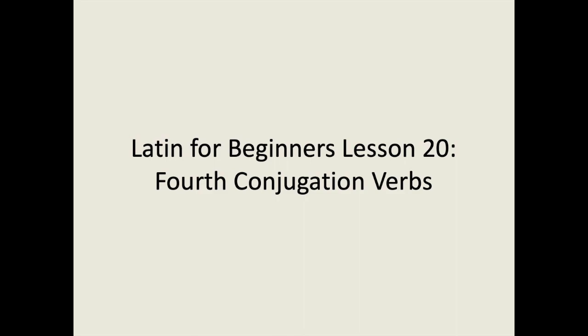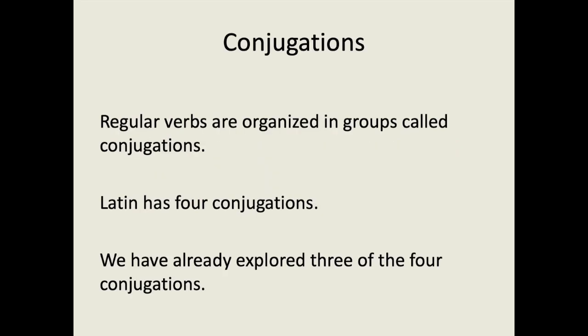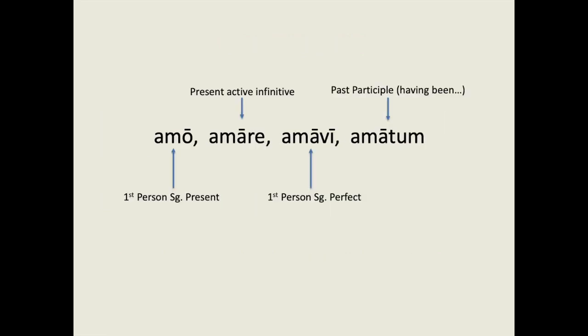In this lesson we will cover fourth conjugation verbs. In previous lessons we've explored both regular and irregular verbs in Latin. Regular verbs can be grouped into one of four classes, which are called conjugations. We've already explored the first, second and third conjugations. If we know the conjugation to which a verb belongs, we can change or modify it to fit the purpose we require. Do you remember the first conjugation verb amo, I love?